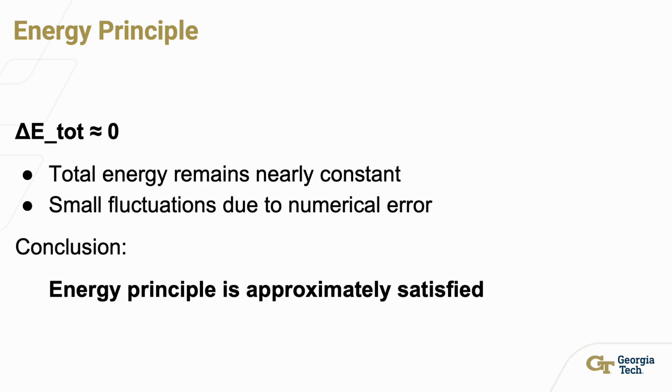What does this mean? The energy principle we'll be looking at means that total energy should remain nearly constant, with small fluctuations that we allow due to numerical errors. What we see from our results before is that this principle is approximately satisfied.